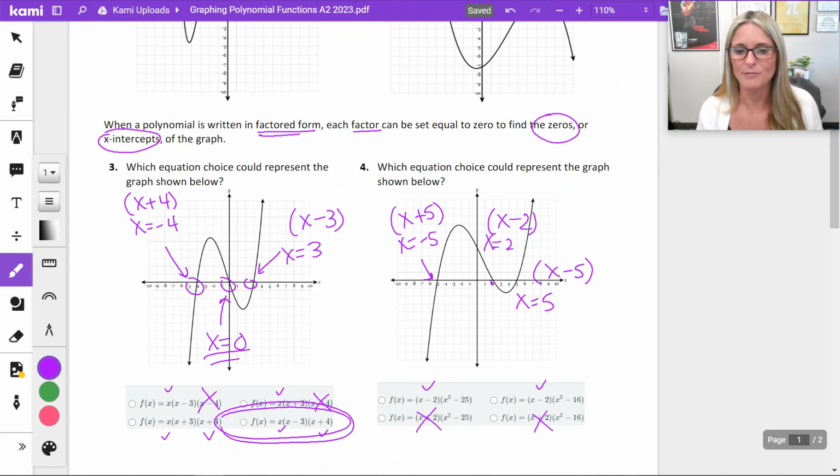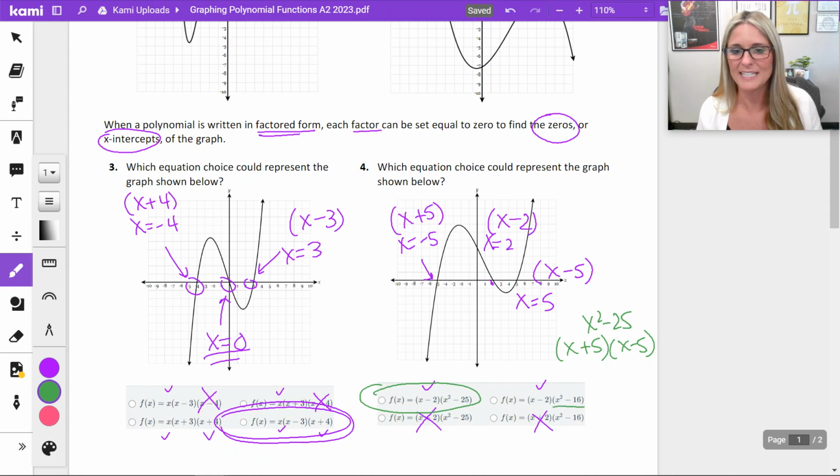For that top left one, we have an x squared minus 25. Have you seen something like that before? X squared minus 25 is the difference of perfect squares. Recall that it factors into x plus 5 and x minus 5. Is that what I need here? You bet. Top left is going to match. Our other answer choice had x squared minus 16, which factors to x plus 4 and x minus 4. We didn't need 4s, we needed 5s.